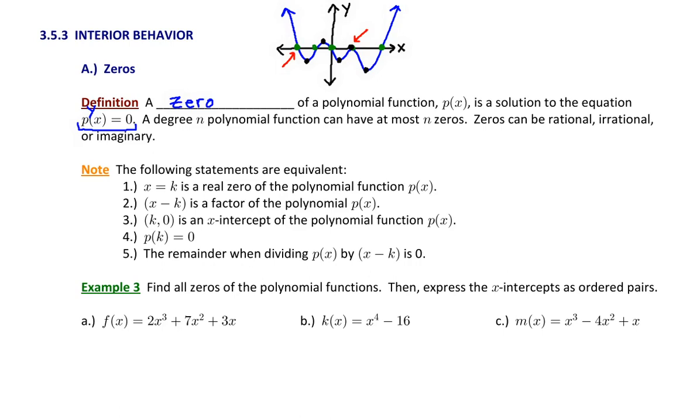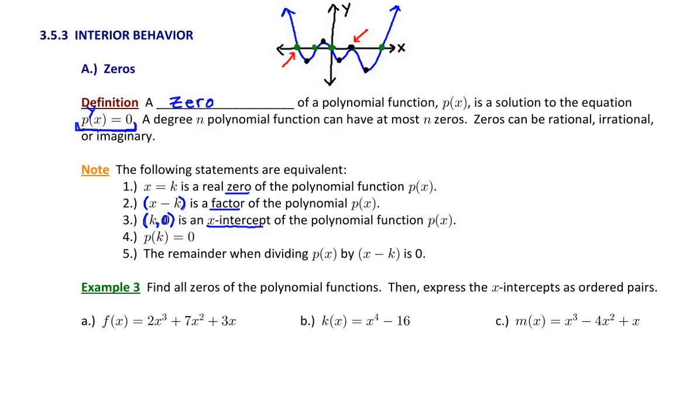So let's get our terminology straight. Note, the following statements are equivalent. x equals k is a real zero of the polynomial function. Well, if k is a zero, then it must have come from the factor x minus k. Think about that. If I set that factor equal to 0 and solve for x, we get the zero x equals k. Also, based on what we observed up here, the zero is associated with an x-intercept. So I'm going to take my zero and write it as an ordered pair with a y-coordinate of 0 to properly write the address of the x-intercept.